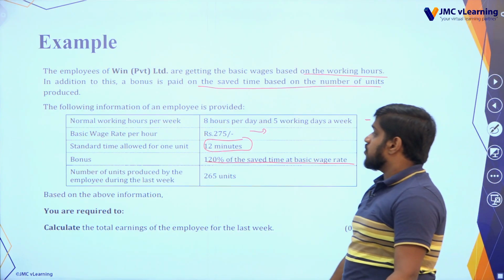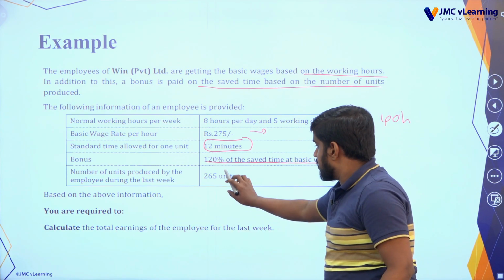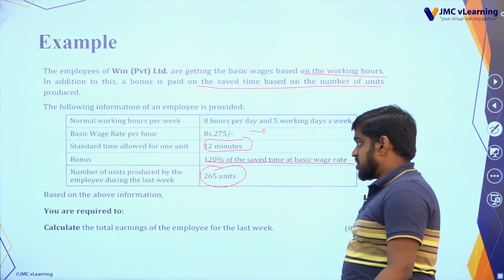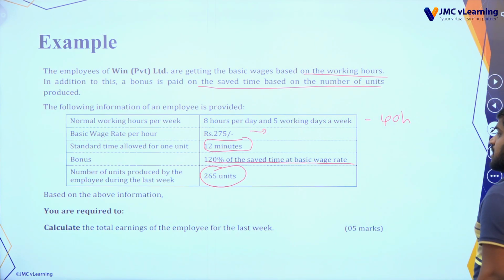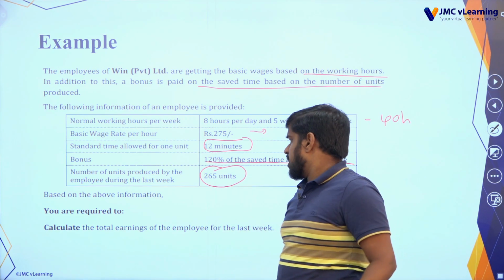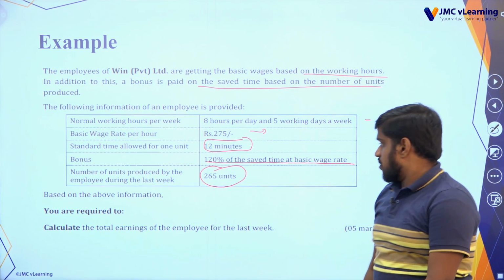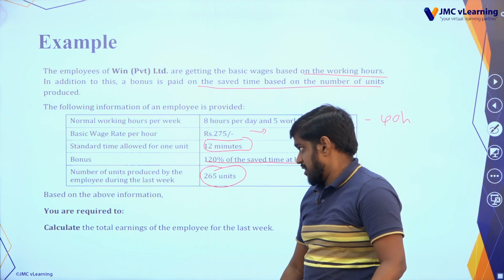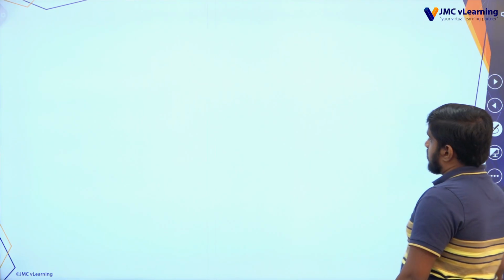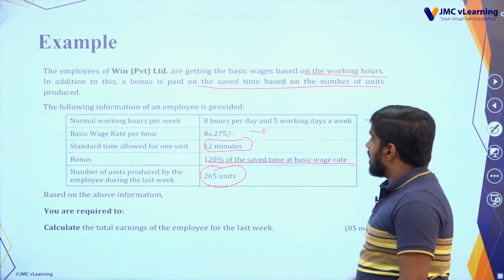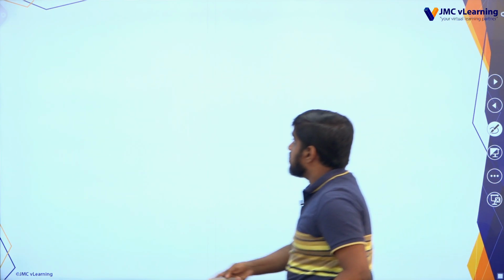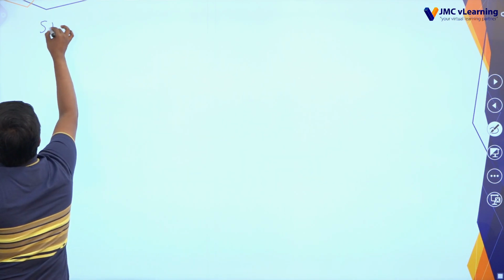The number of units produced by the employee during the last week is 265 units. Based on the above information, you are required to calculate the total earnings of the employee for the last week. For that purpose, first we need to calculate the standard time allocation for these 265 units.